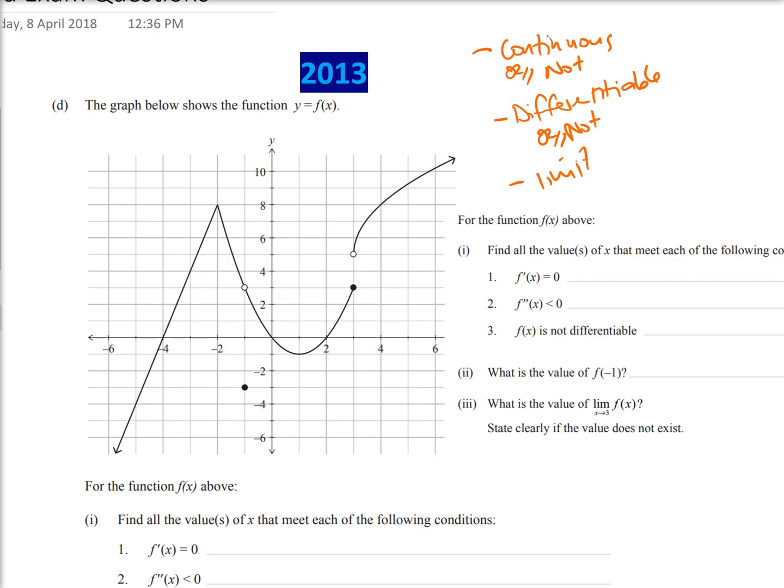If I was to ask you question 3 down here: the limit as x tends to 3 of the function. So here's 3. As x gets closer to 3, the function gets closer to 3 from below. As x gets closer to 3 from above, the function gets closer to 5. Because these numbers are different, there is no limit, because there's that jump in the function. So down here there is no limit.